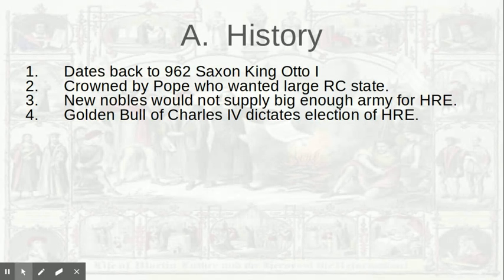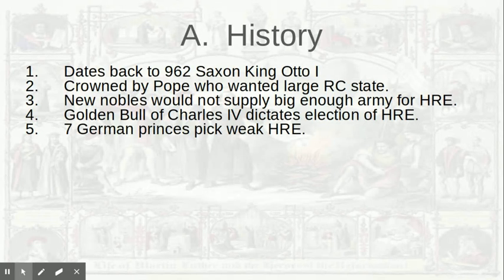The Golden Bull, which is another papal declaration, dictated that the Holy Roman Emperor would be elected. So that tried to appease some of the nobles within the system. The emperor would be elected. The electors would be 7 German princes.